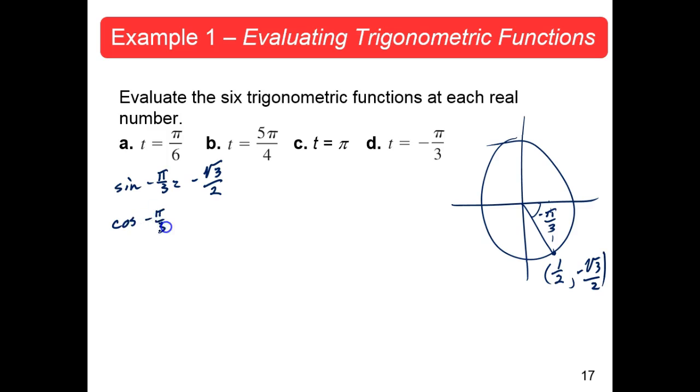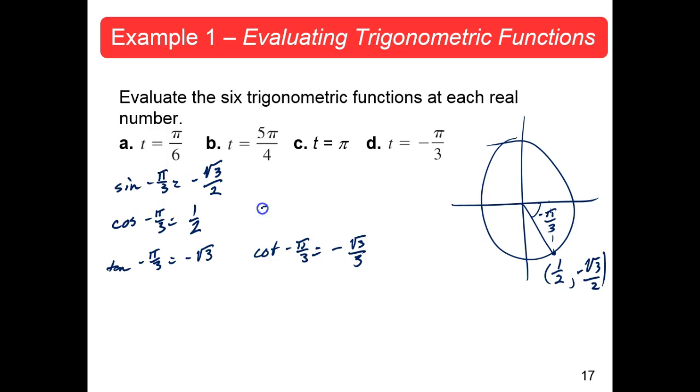Cosine of negative pi thirds. 1/2. Tangent of negative pi thirds, which would be negative square root of 3. Perfect. Cotangent of negative pi thirds. What would that be? Square root of 3 over 3. Perfect. It's negative 1 over root 3. And if you rationalize the denominator, negative root 3 over 3.